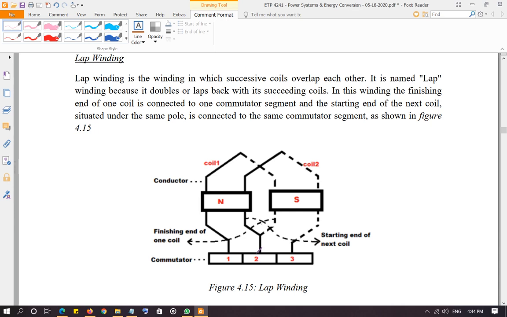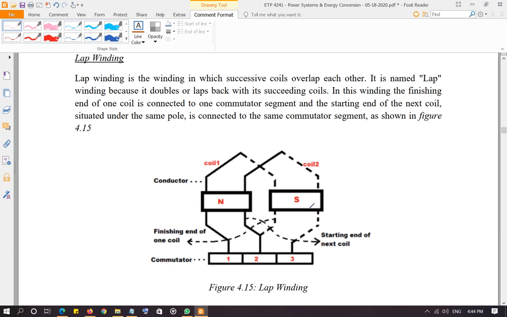coil is going to start at the commutator segment 2 and the beginning of that coil will also be under the same pole where the beginning of the first coil was, and likewise the end of the coil is going to be on the third commutator segment under the south pole. So the beginning of the coil is going to be under the same pole but connected with different commutator segment, and the end of the coil is going to be under the south pole, or the other pole, connected to different commutator segment.